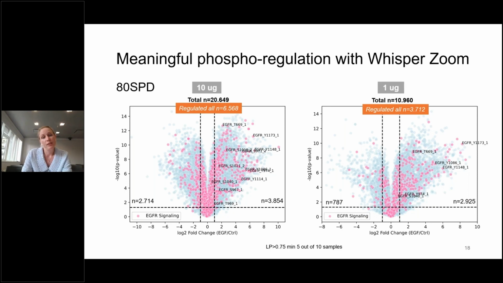in the volcano plot, we see the log2 fold change on the x-axis, which is the ratio between stimulated and non-stimulated samples, and we see the significance on the y-axis. They look more or less the same. The pink dots represent phosphosites that are related to EGFR signaling. We see the same trend for both 10 and 1 microgram, and we also see the more high abundant EGFR phosphotyrosines being regulated to the same extent, whether you go for 10 or 1 microgram.